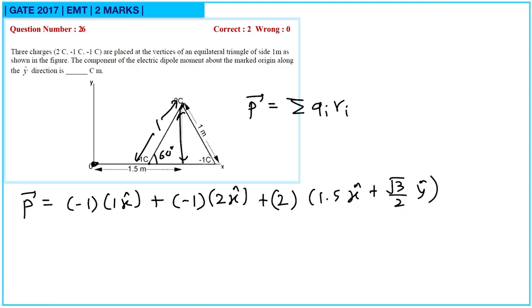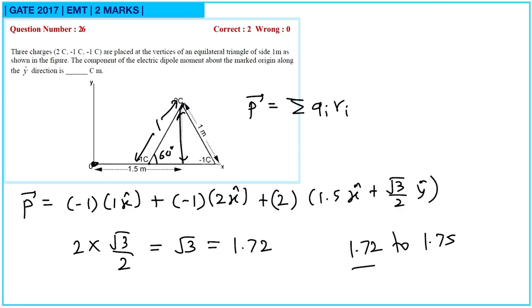So these are the x components, and the y component will be simply this. So this will be 2 into √3/2, which is √3, and that is equal to 1.72. And the answer given in the answer key is 1.72 to 1.75.